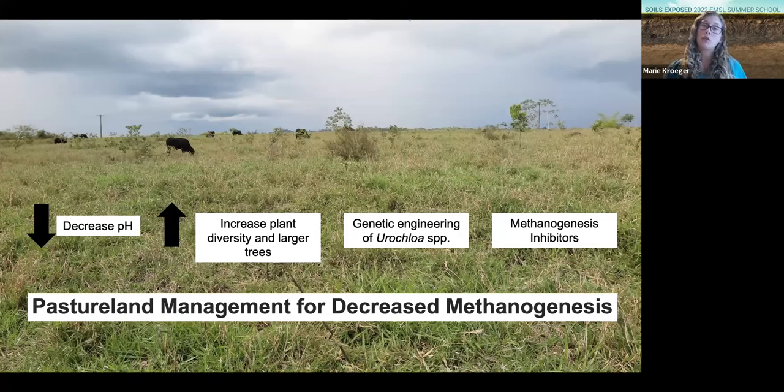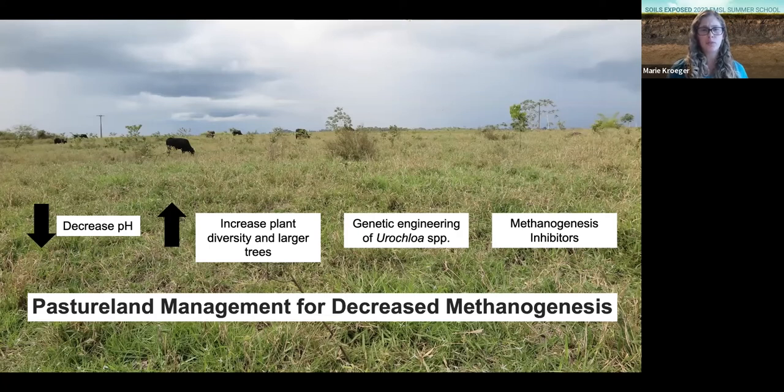And so some of the methods that we could use to try to decrease that methane flux is we could try to decrease the pH. When they do this slash and burn of the rainforest and create a cattle pasture, they also lime the soil, which increases that acidic pH to a more neutral one. And in the literature, there's support that methanogen activity does decrease at those more acidic pHs.